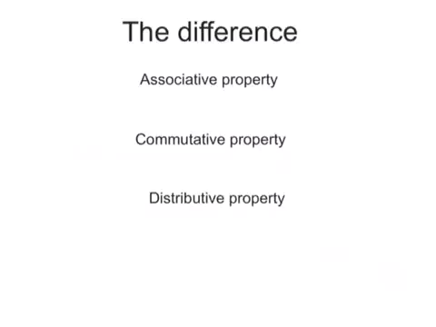Distributive property. Distributive property is distributing the number. So if you had 5 times 9 plus 3, it would be the same as doing 5 times 9 plus 5 times 3.